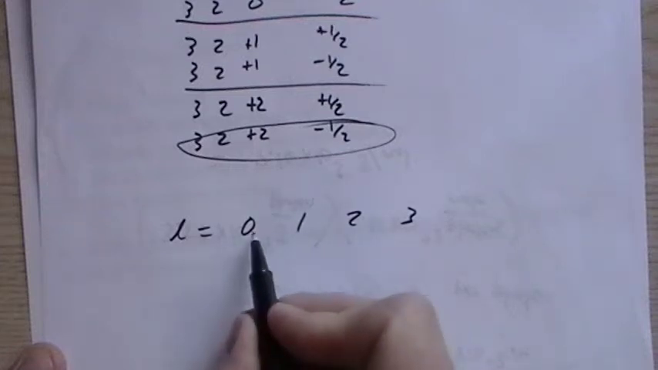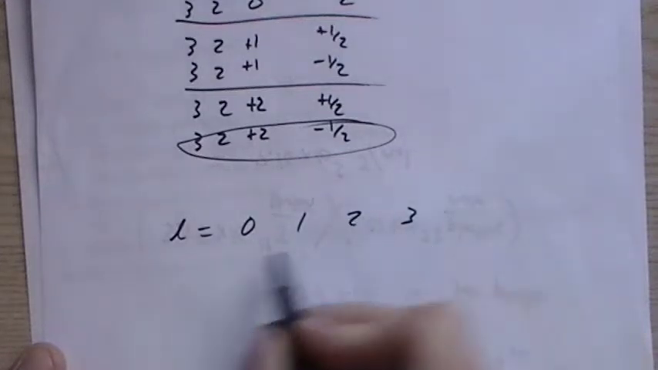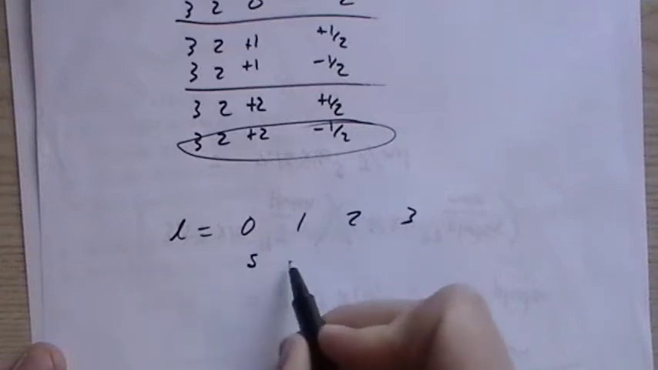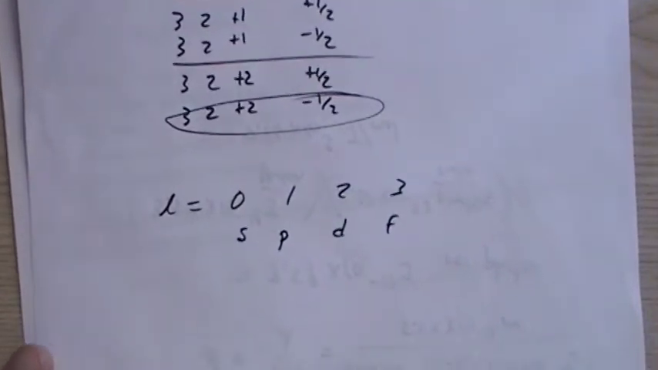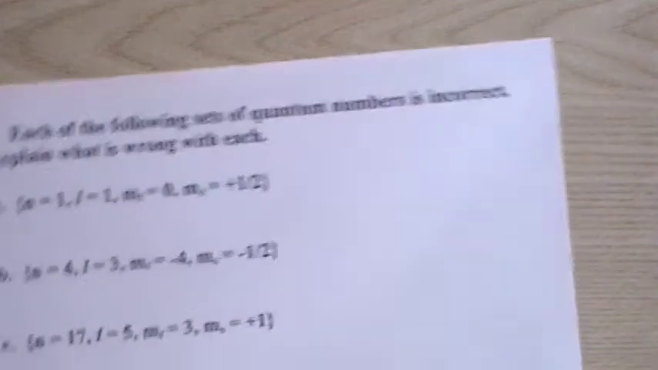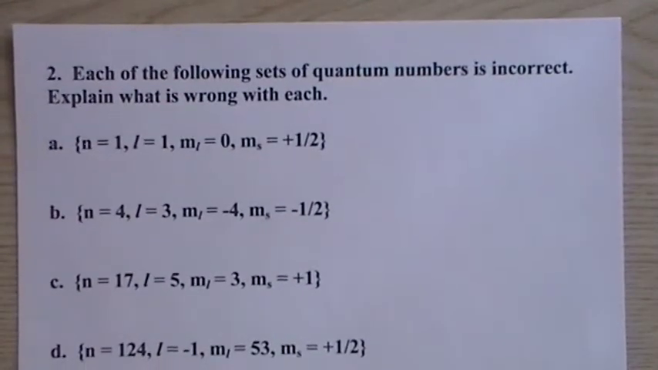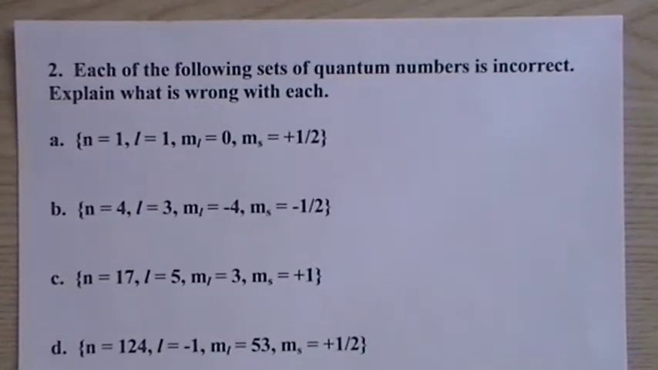So L, instead of using 0, 1, 2, 3 for L, we can call it S, P, D, and F. They represent the same thing. It's just, as I said, when you have those letters, it's a little easier to distinguish when you're trying to name these orbitals, the energy level and the type of orbital. To use a number for the energy and a letter for the orbital.